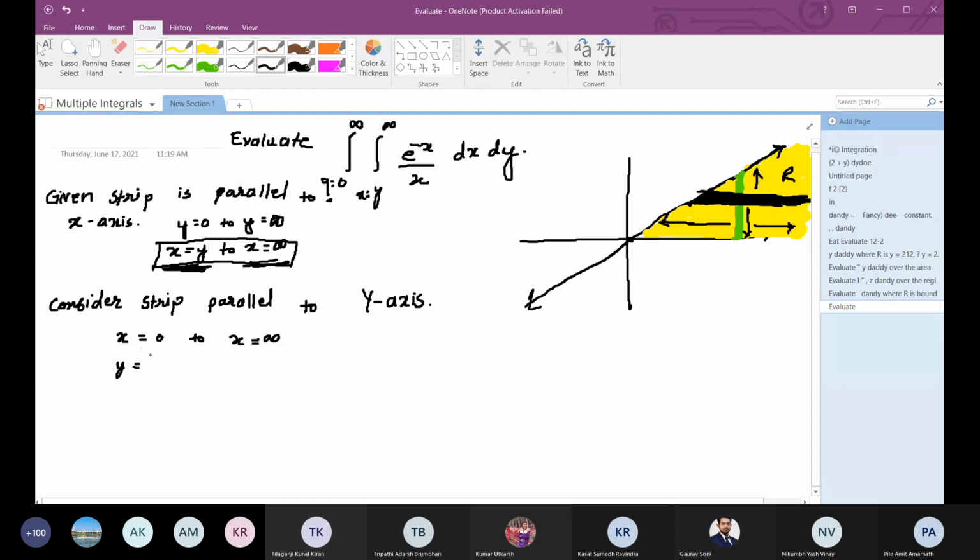And what about y? y will be running from 0 to x. Let's put these values in our integration. So x from 0 to infinity, y is running from 0 to x. Our integrand is e to the power minus x divided by x. The order will be dy dx now. So first we have to integrate with respect to y. So e to the power minus x upon x will become constant, so it will come outside.